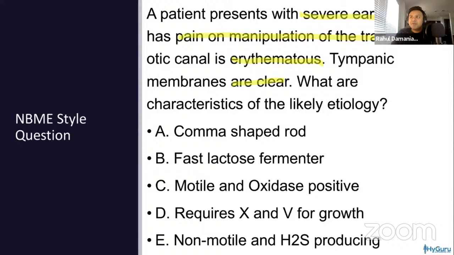Awesome. We're getting a lot of answers. People are saying C, and that is absolutely correct. Because what are we thinking about here, guys? Well, this is going to be otitis externa related to Pseudomonas.